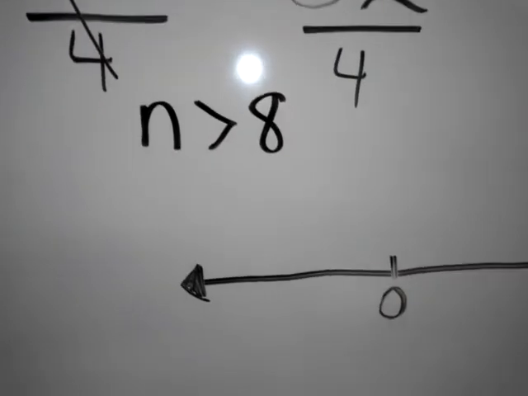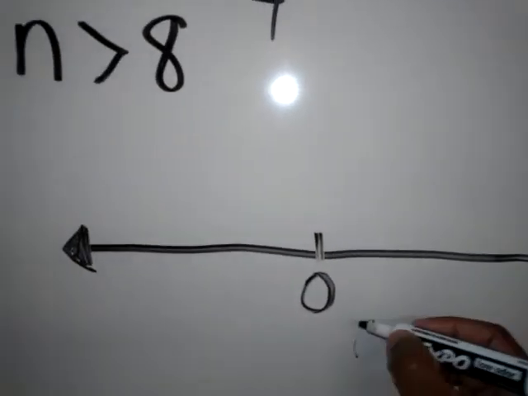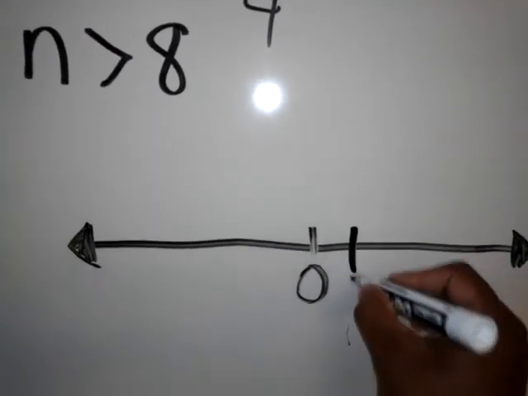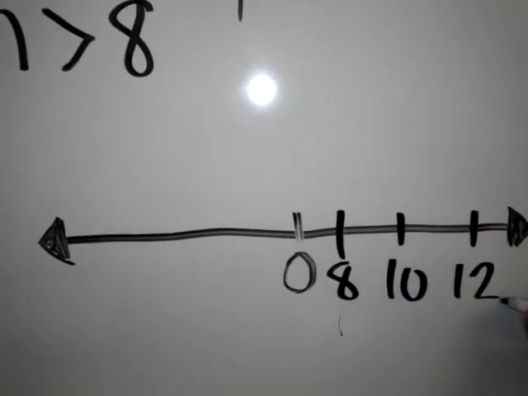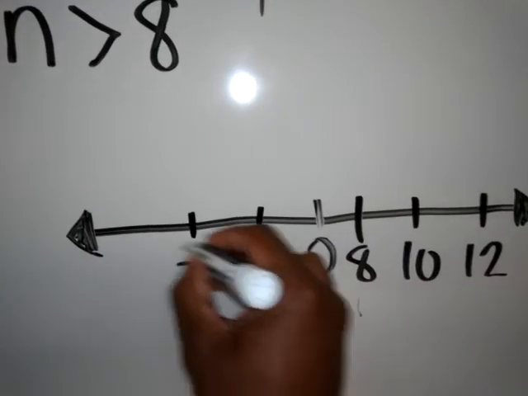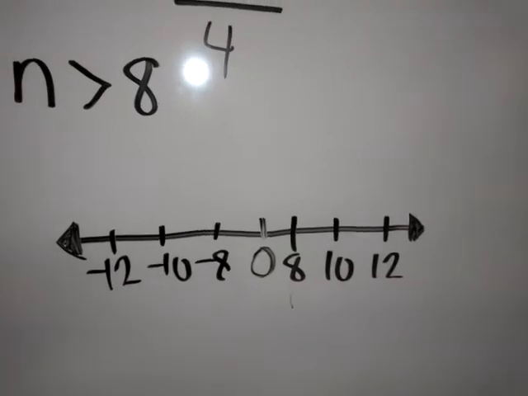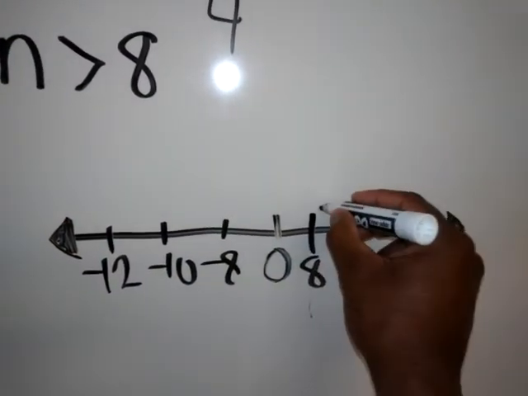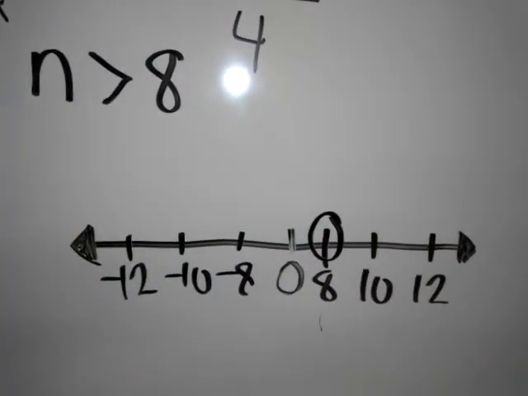So that's our inequality. Now we're going to go ahead and graph this as well. I'm going to count by 2, starting with 8: 8, 10, 12, -8, -10, -12. I'm going to go to +8 on my number line, which is here. Open circle, because 8 is not included as a solution that could be used.